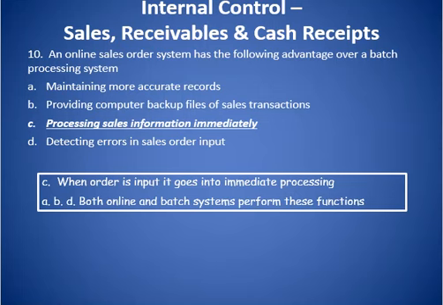Okay, and the answer to number 10, an online sales order system has the following advantage over a batch processing system, and it is simply that we would be processing sales information immediately. That's the answer to number 10. So that's all the multiple choice questions for internal controls. That is the end of our video presentation. Thank you for your time.